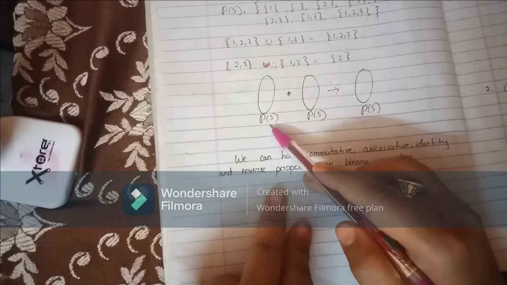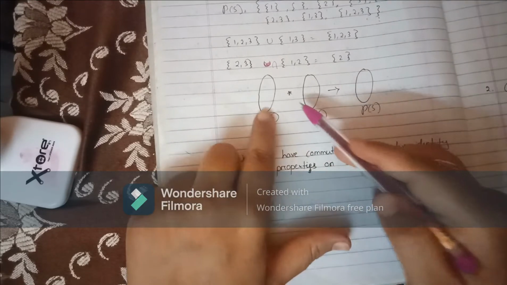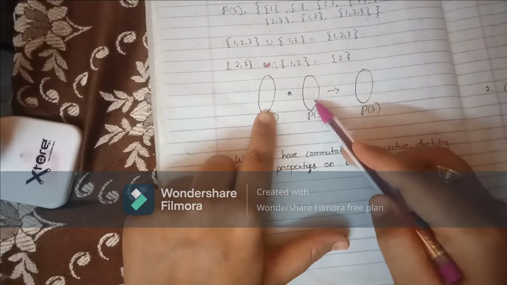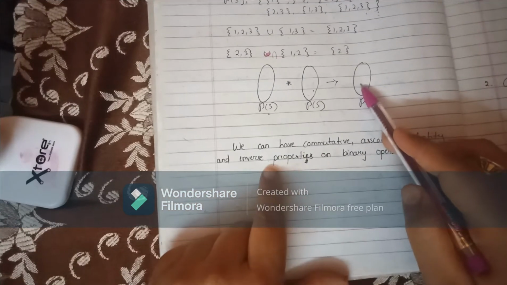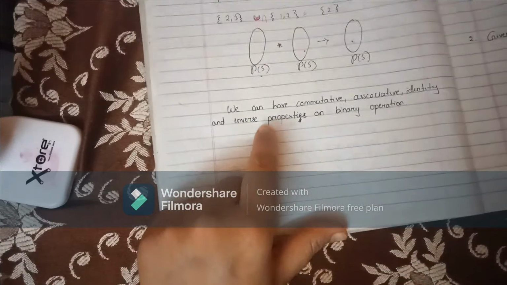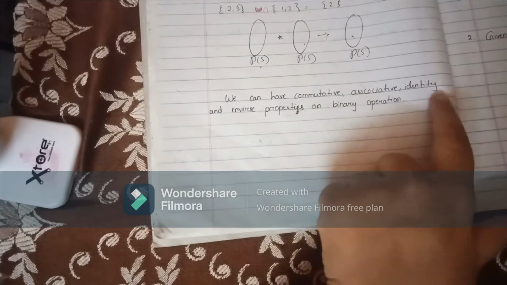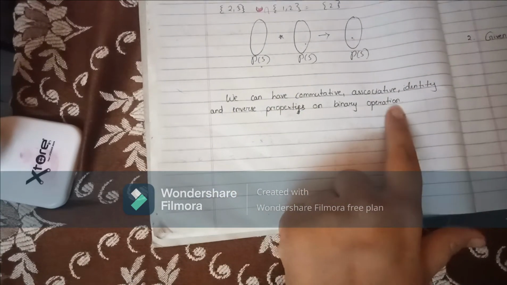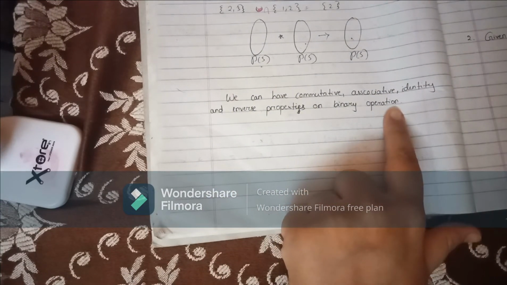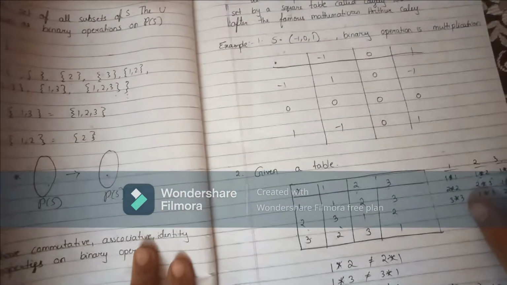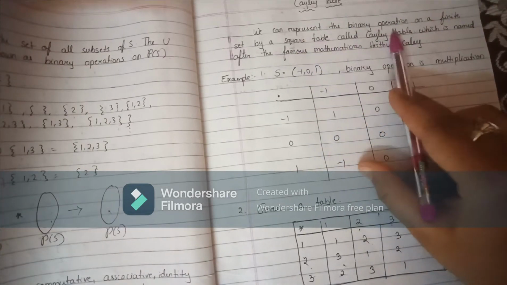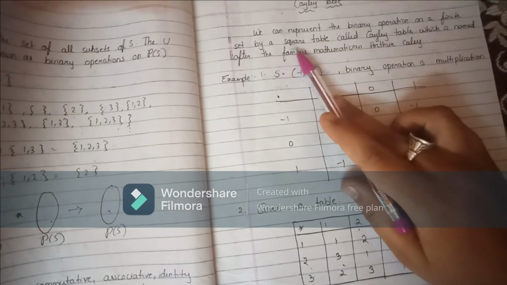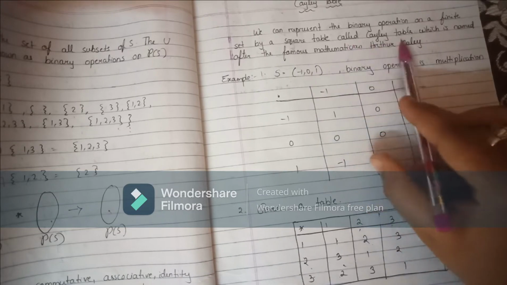That means whenever we take some element from P of S and operate it with some element of P of S, we get an element of P of S. So we can have commutative, associative, identity and inverse properties on binary operations, but that is not mandatory for all. Next important question, the Cayley table, it comes in the exam also. We can represent a binary operation on a finite set by a square table called a Cayley table.